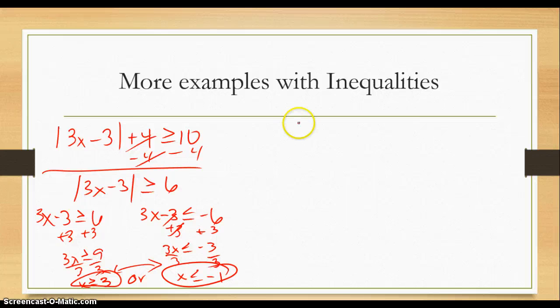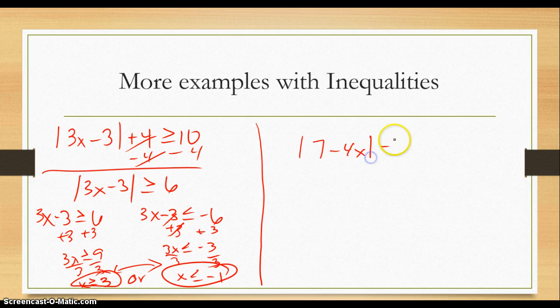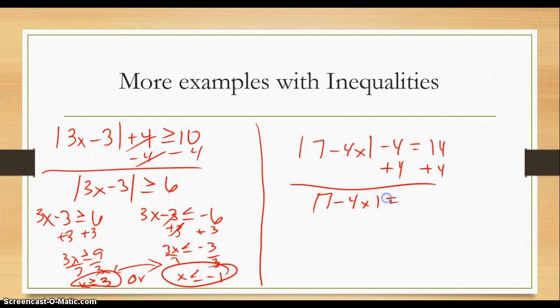So let's go back to an equal sign. I'm going to skip another inequality because I think we've done a couple of those. We're going to make sure we get our absolute value alone. Add 4 to each side. We get the absolute value of 7 minus 4x equals 18. We can set up two equations now.